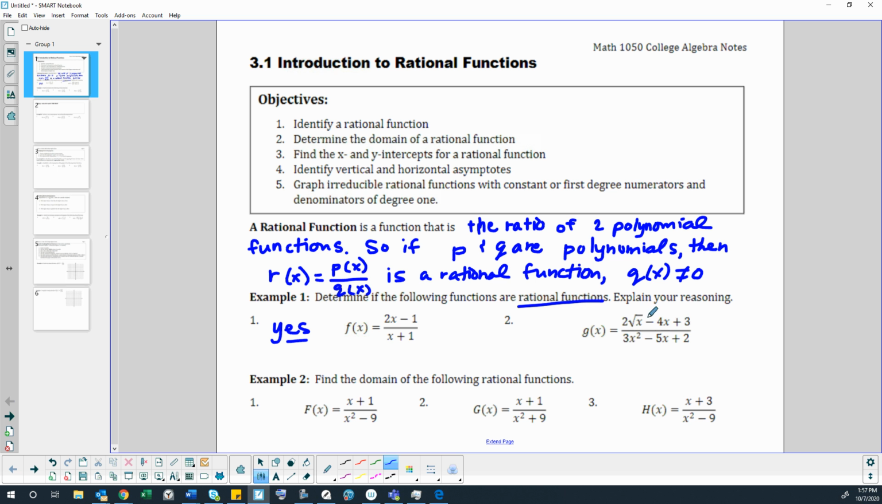Number 2, in the numerator, we don't have a polynomial, because this would be x to the 1/2 power, and that is not part of a polynomial. But in the denominator, we do have a polynomial. That doesn't help us if the numerator is not a polynomial. So the answer is no. The denominator is a degree 2 polynomial. The numerator is not a polynomial. This is not a rational function.